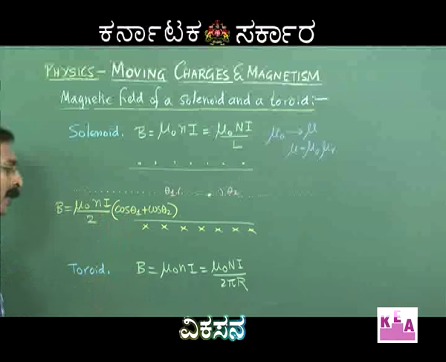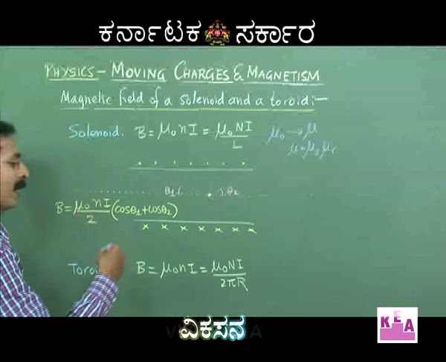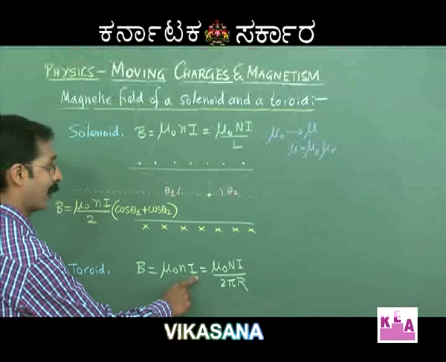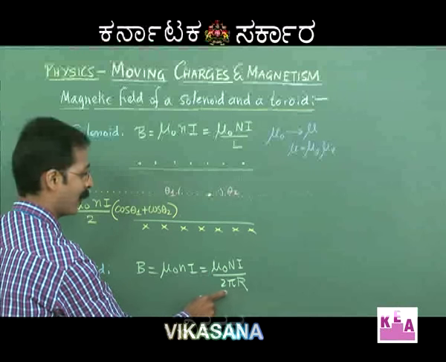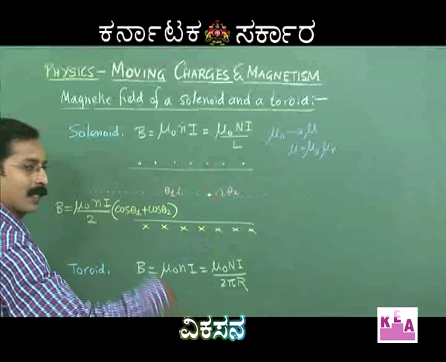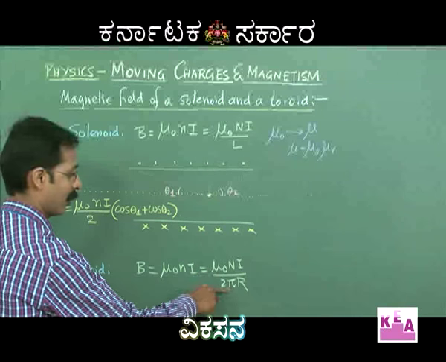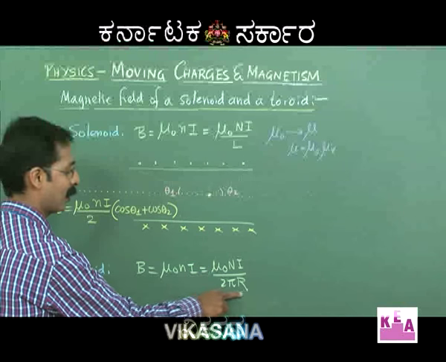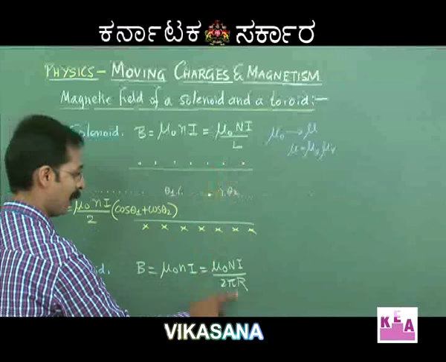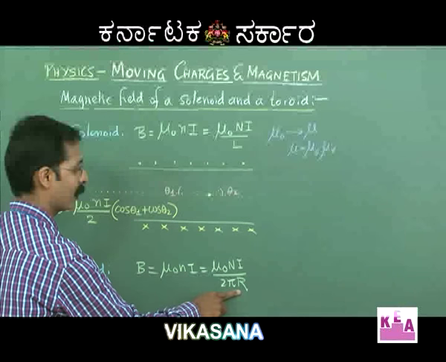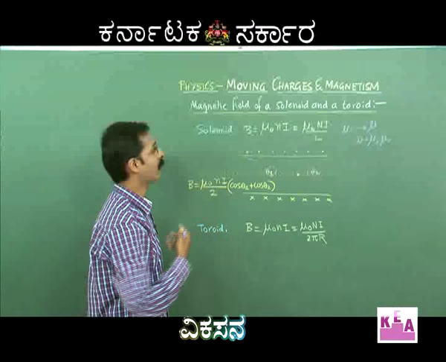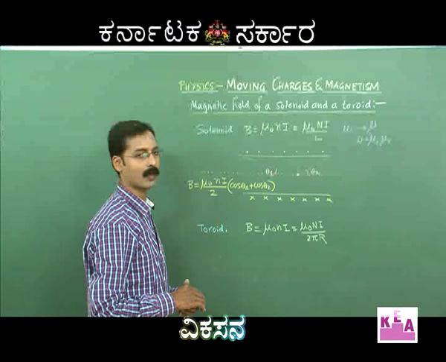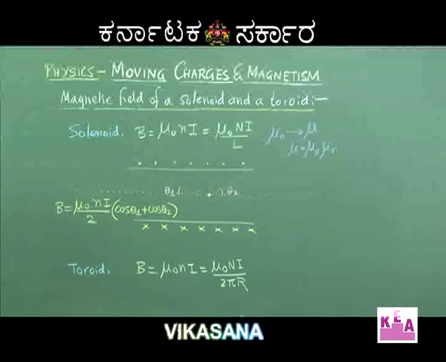If you have a toroid, the magnetic field inside the toroid is given by B equal to mu naught n i, again the same formula, but the difference is that it is mu naught N i by 2 pi r, because a toroid is a circular ring, therefore the length of the toroid should be 2 pi r. These are the formulas to calculate the magnetic fields of a solenoid and a toroid. Let us solve some problems on these concepts.